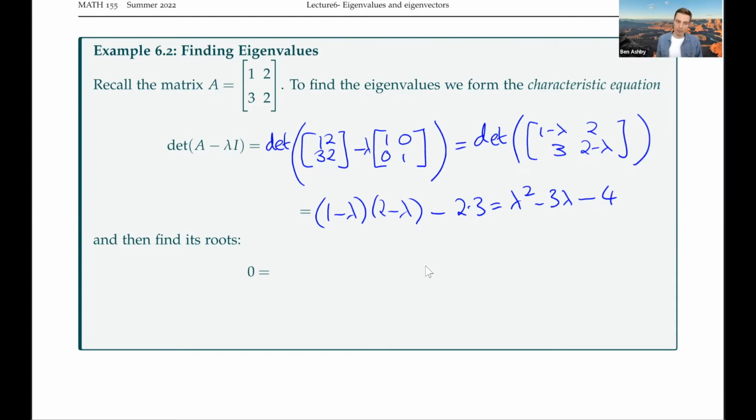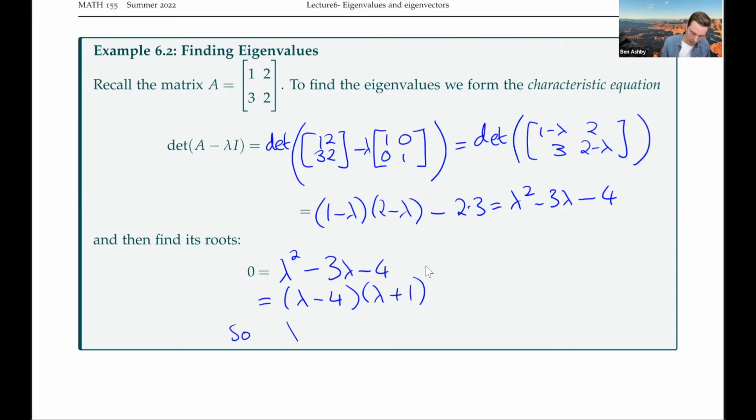We could use the quadratic formula, or we can complete the square, or we can factorize, depending on the scenario. Here, we can just factorize this. So if we want to find the roots of this, we set it equal to 0. So we set 0 equal to lambda squared minus 3 lambda minus 4, and you can factorize this into (lambda minus 4)(lambda plus 1).